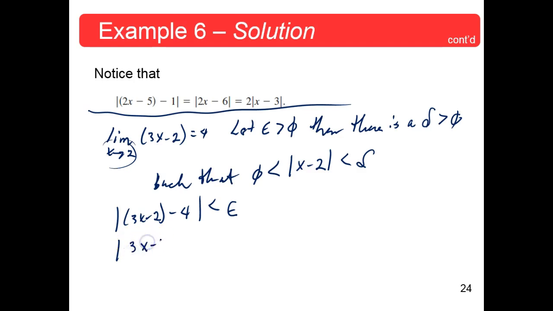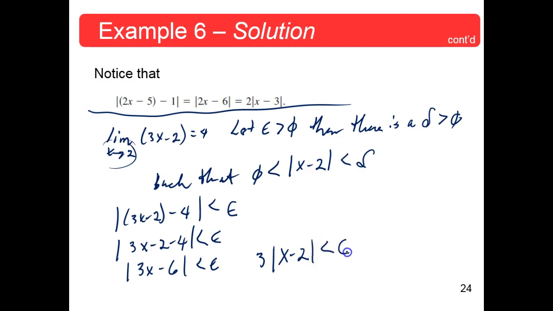Okay, the absolute value of 3x minus 2 minus 4 less than epsilon, and then combine like terms: the absolute value of 3x minus 6 less than epsilon. Factor out a 3: 3 times the absolute value of x minus 2 less than epsilon. What do we need to do? Divide by 3. And then you can just put the less than 0 here. There you found it.